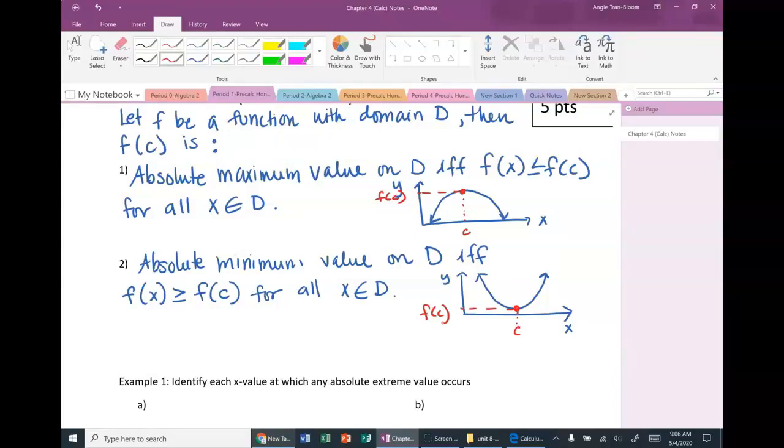Now, we often don't really use the term absolute or global. We normally just say maximum or minimum.